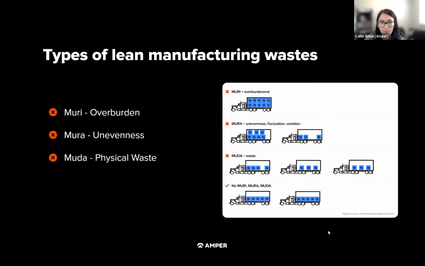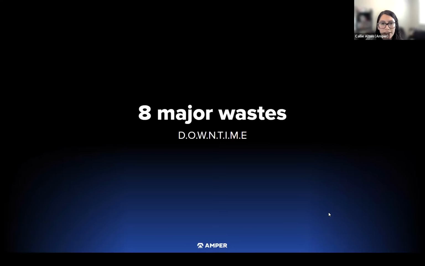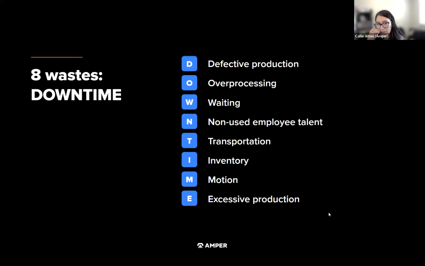Looking specifically at MUDA, the physical wastes, we can break these down into 8 major categories. An acronym for this is going to be DOWNTIME. You're going to have defective production, overprocessing, waiting, non-used employee talents, transportation, inventory, motion, and excessive production. So we're going to break these down one by one and look at some examples as we go through. Please feel free to pop some examples you yourself have in the chat.